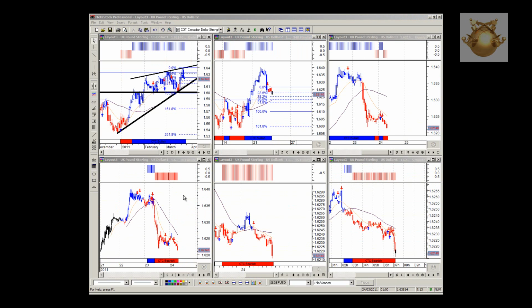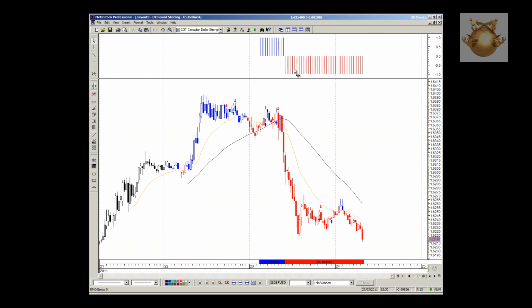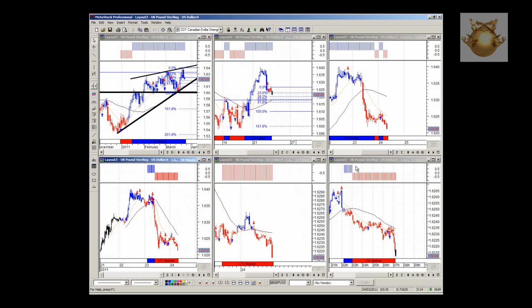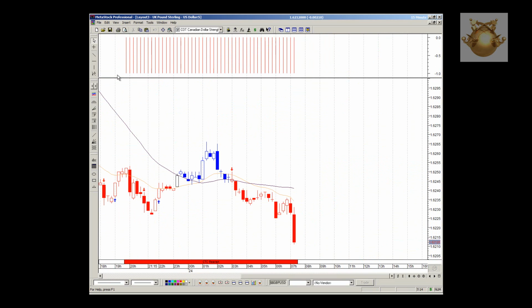And the lower look, you can notice that the CTC is well extended on all time frames, so we should be looking for nothing more than shorting opportunities. 15 minutes, you can see the breakout.